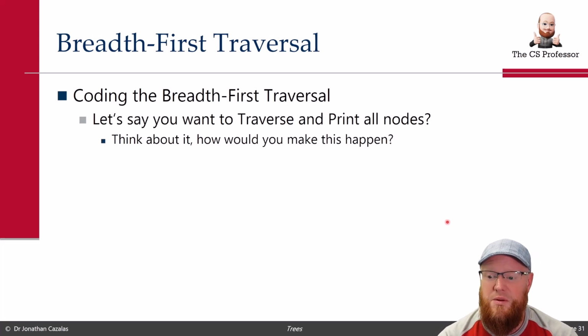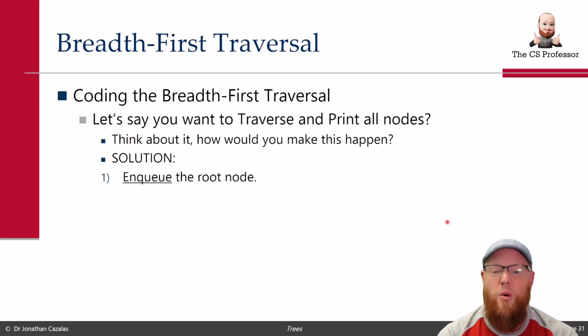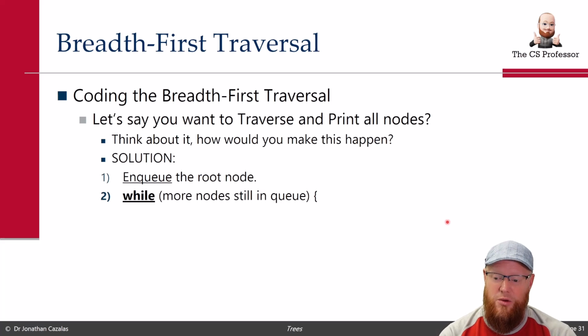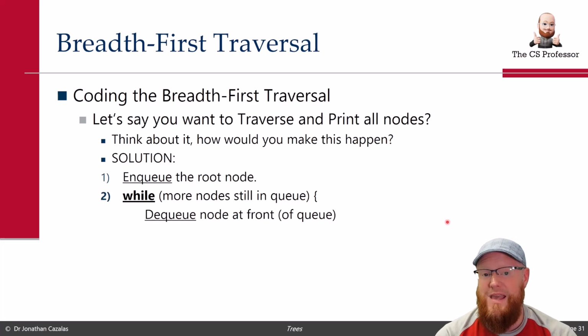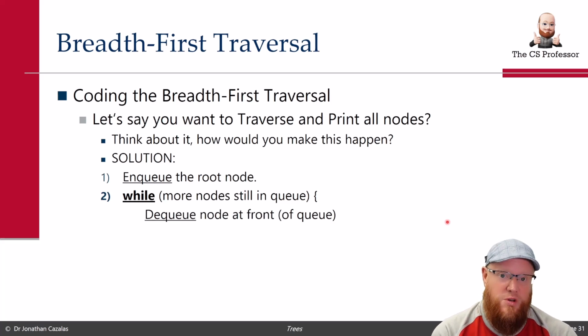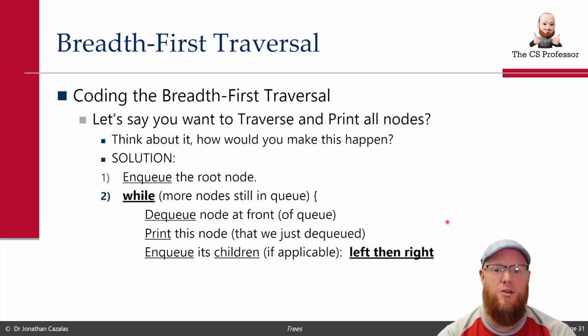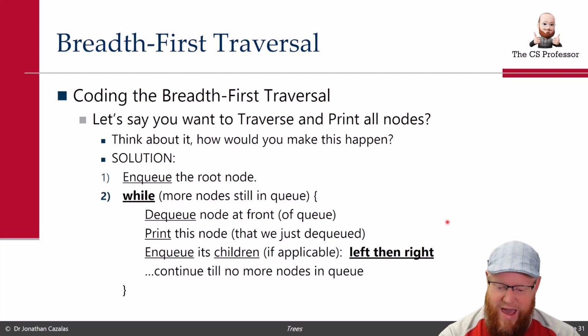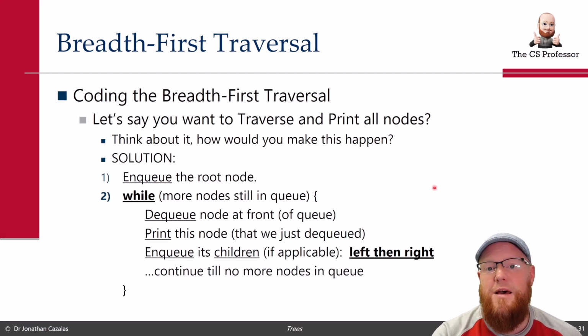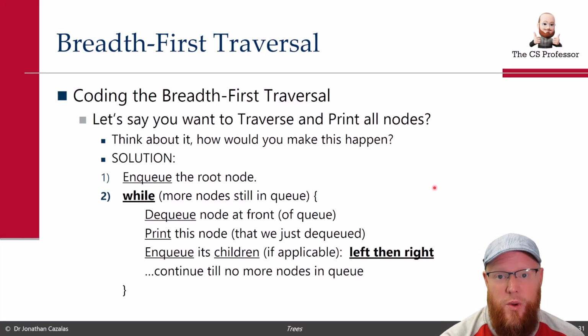So if you want to traverse and print all of those nodes, what we're going to use is an actual queue. We're going to enqueue the root node into the queue, and now we have a while loop. While the queue is not empty, what do we do? We dequeue the node, that is of course at the front of the queue. We print this node, and then we enqueue its children, the left child and then the right child, and that is it. So let's head over to the tablet to actually see how we can do this one.